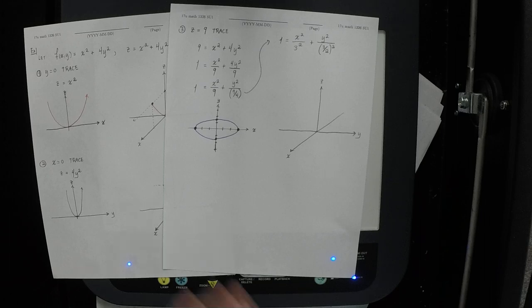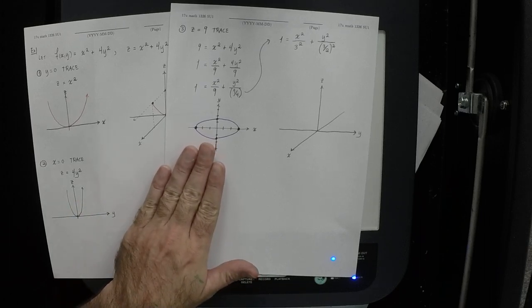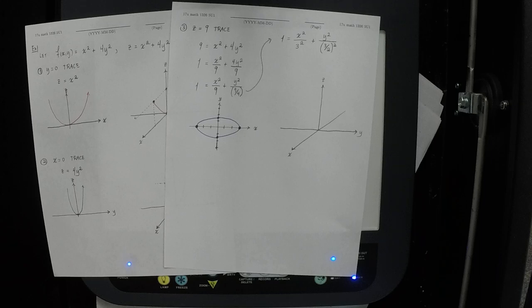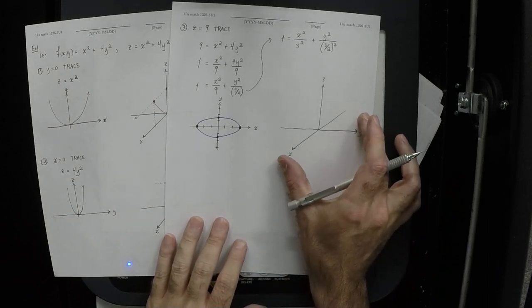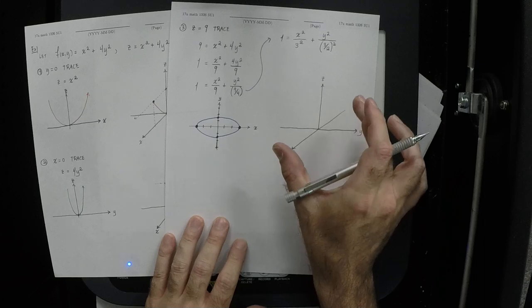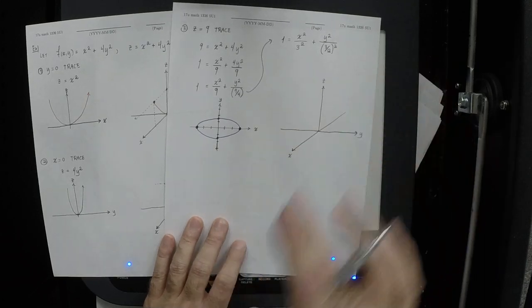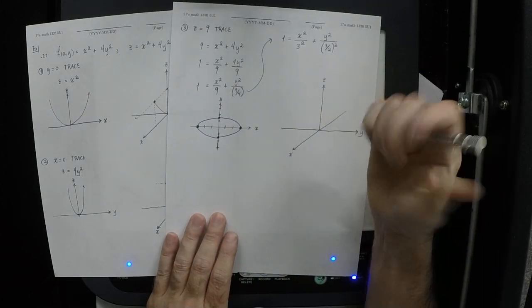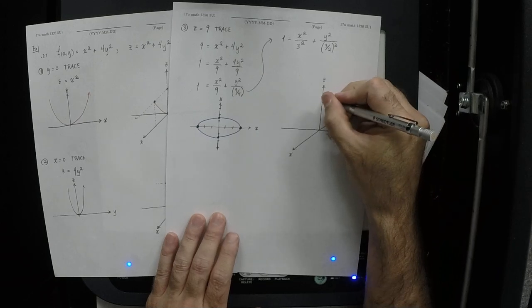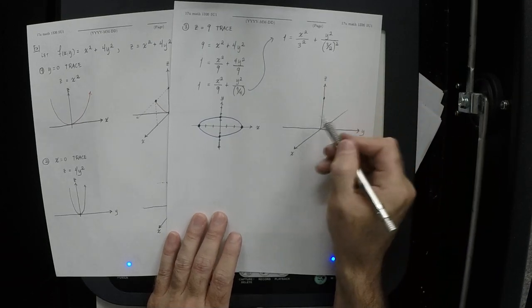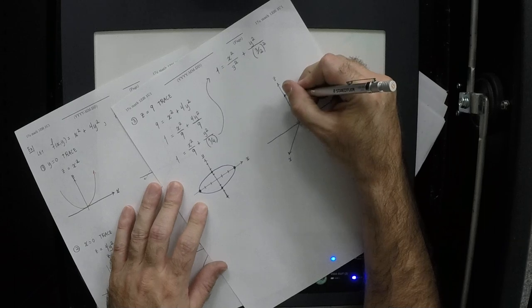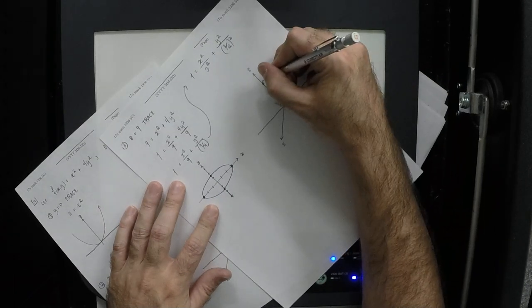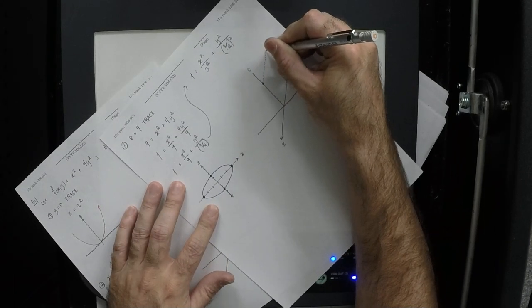But this is z is 9, right? So then it's a plane that's parallel to the xy plane, but it's up at z is 9. So we need to take this plane and come up 1, 2, 3, all the way up to 9. So up here, say, is 9. So now I need to draw a plane that's parallel to the xy plane up here at 9.